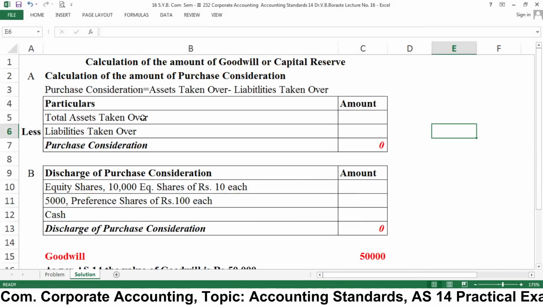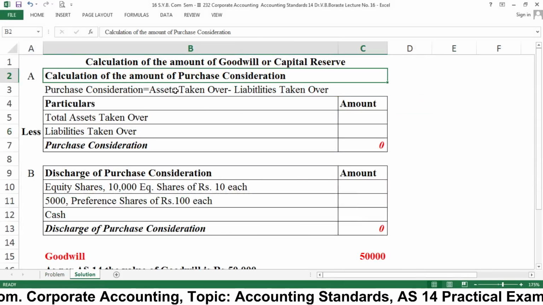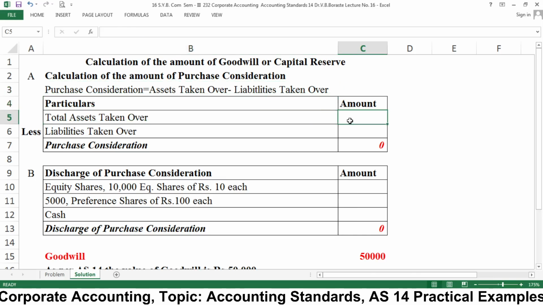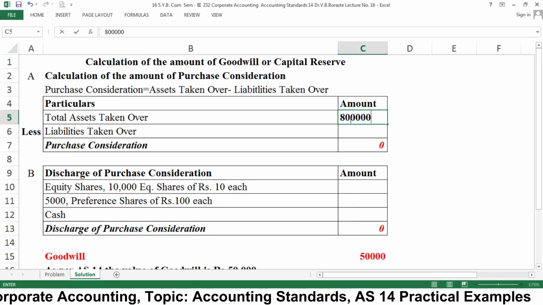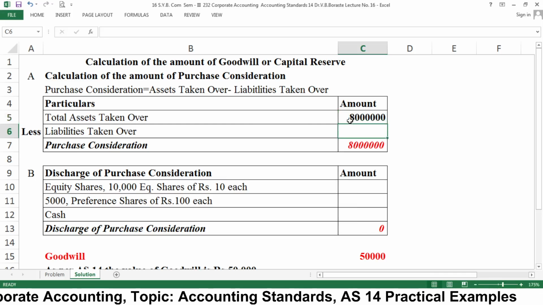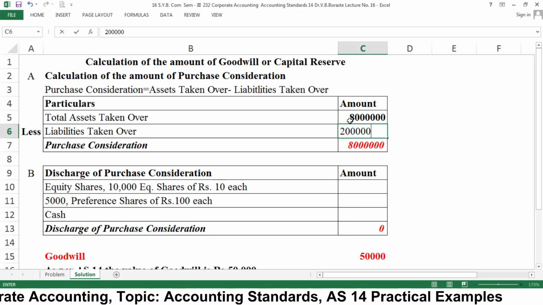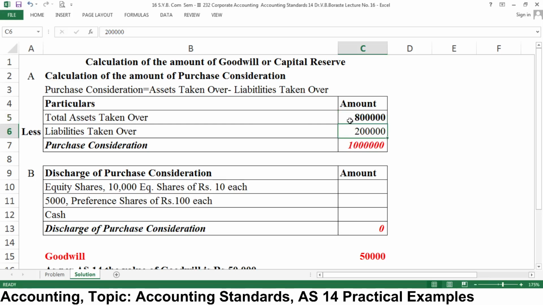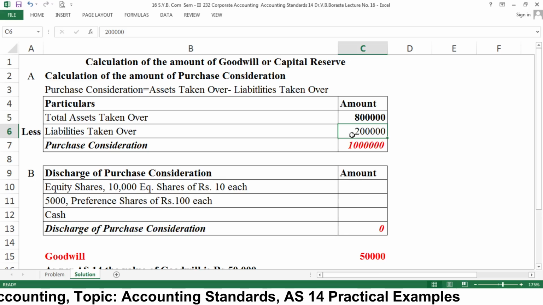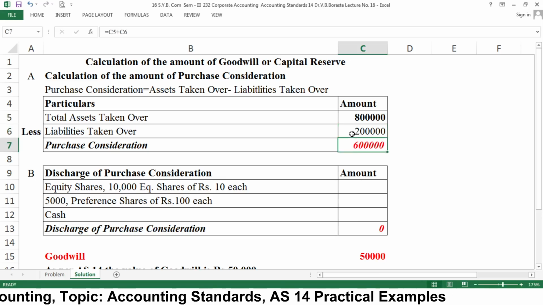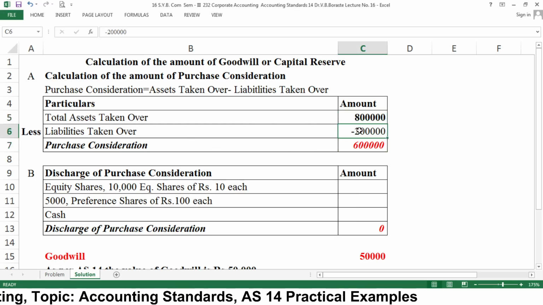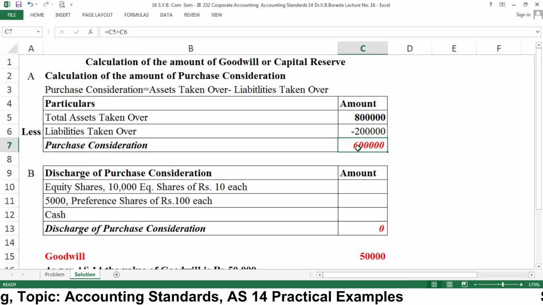So here you can see the formula again is easy. Purchase consideration equals assets taken over minus liabilities. You may write it down here. So 8 lakhs is total assets taken over minus total liabilities taken over, 2 lakh. So here the answer is 6 lakhs. So 8 lakh assets taken over, 2 lakh liabilities taken over. That means purchase consideration is 6 lakhs.